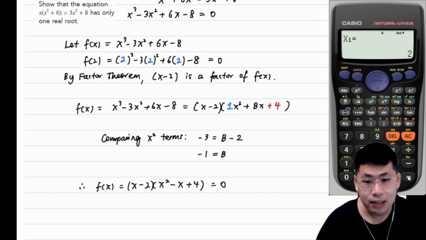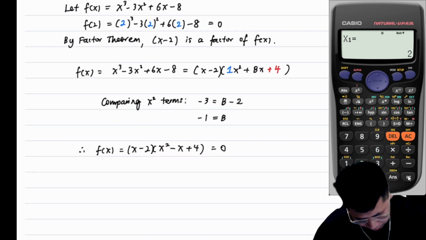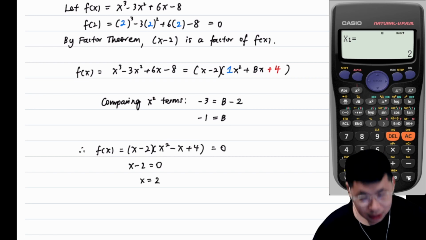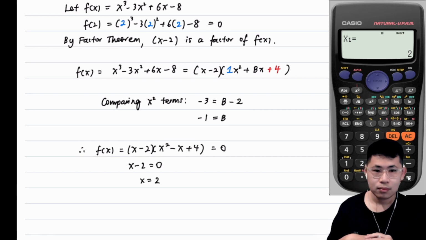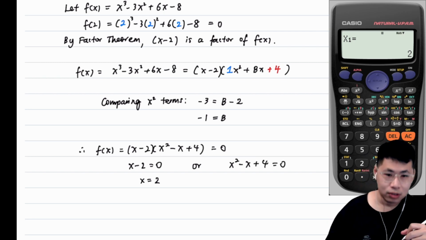And now this thing equals 0. We need to solve for this. So over here, x minus 2 equals 0, so x is going to be equal to 2. Or we have our quadratic factor, which we should not be able to factorize, and it is going to be equal to 0.